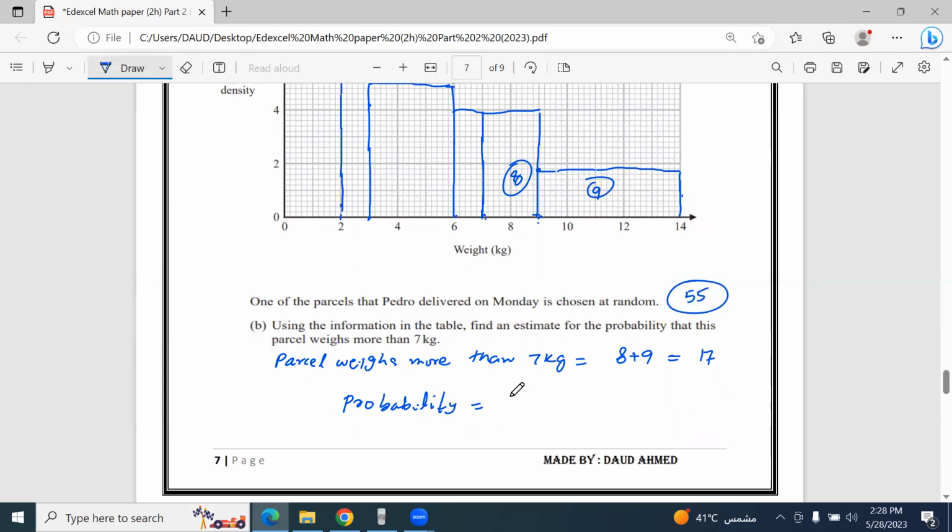The parcels weighing more than 7 kg number 17, over the total number of parcels, which is 55, means the total outcome. Okay, I hope you get it.